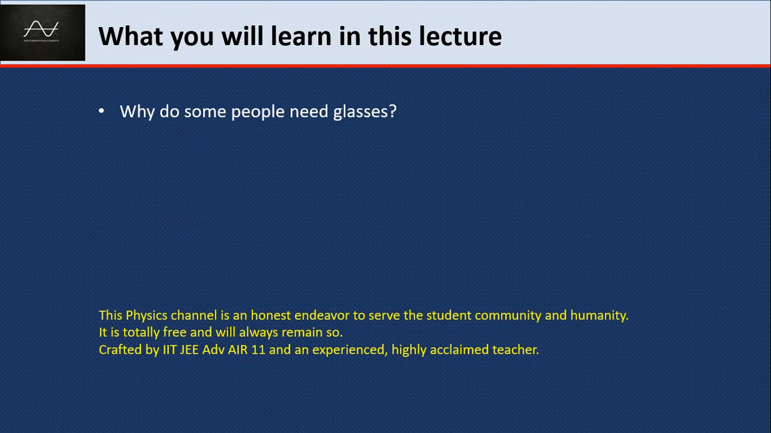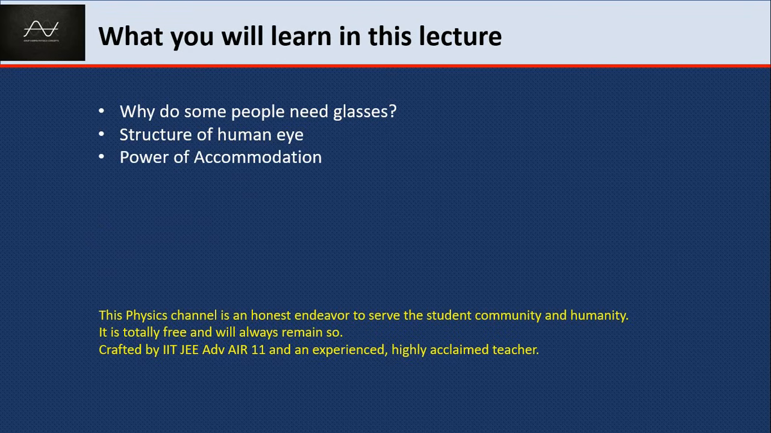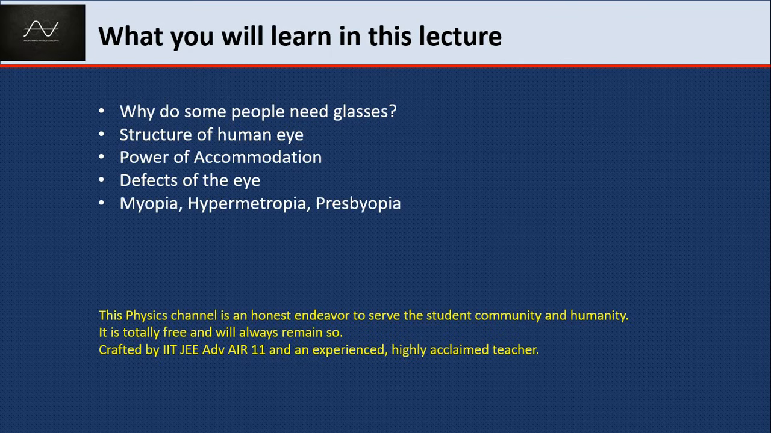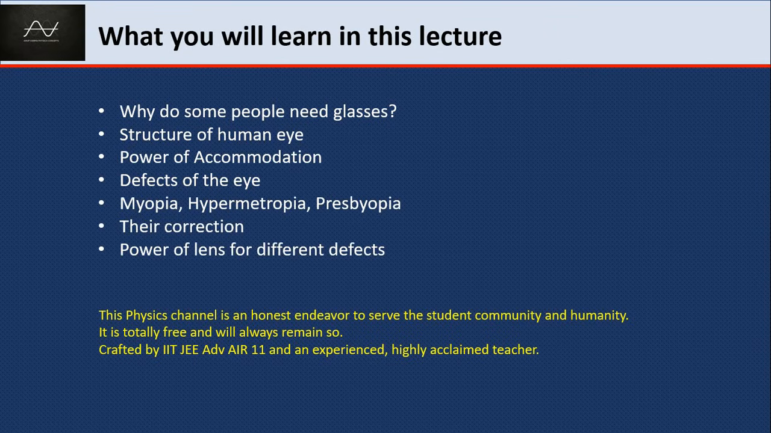In this lecture, we will learn why some people need glasses, the structure of the human eye and the power of accommodation that it has, and what are the defects of the eye, namely myopia, hypermetropia, and presbyopia, how they are corrected, and what is the power of the lens required for correcting these different defects.